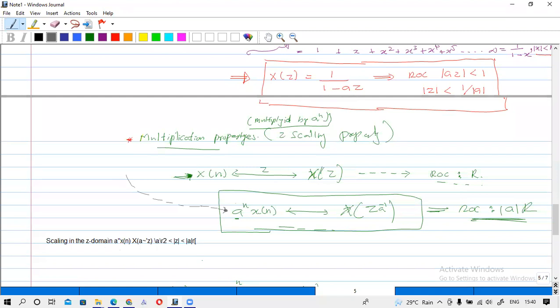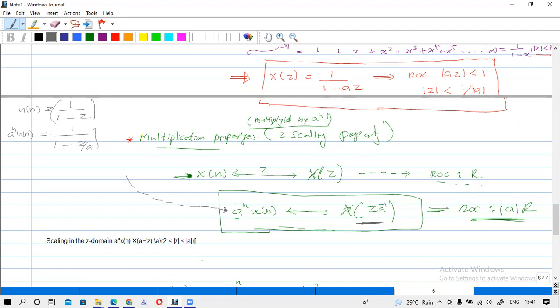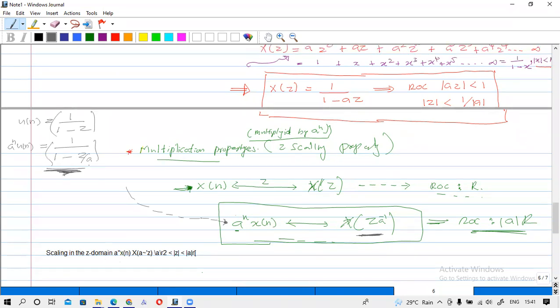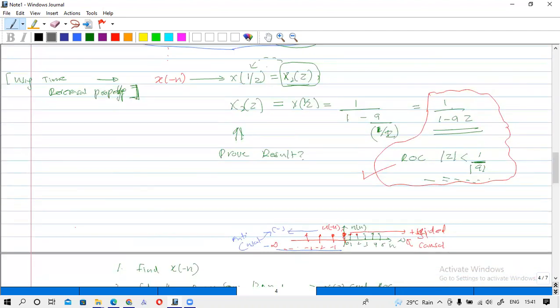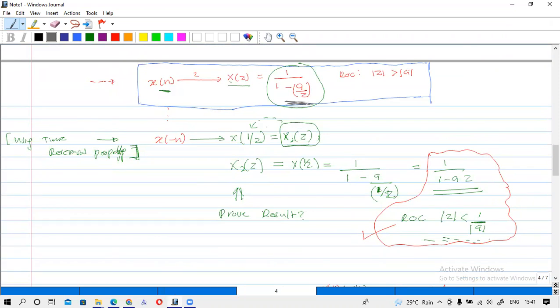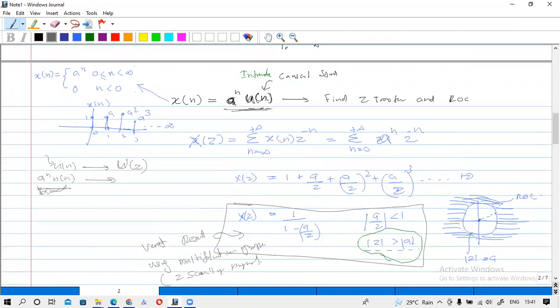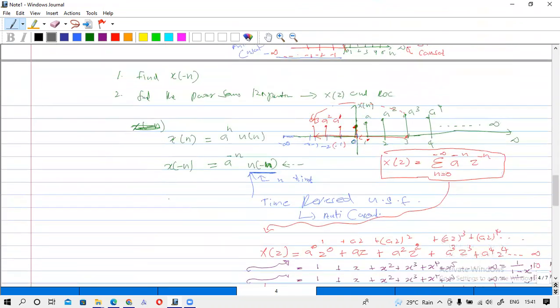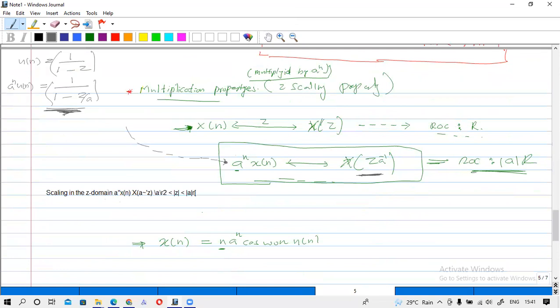So using this, instead of this x[n], you can put u[n] and see whether you get the correct value. For u[n], as I can remember, I get 1/(1 - z^-1). So if we get a^n u[n], what happens? Instead of this z, you have to put z/a. So it will be 1/(1 - (z/a)^-1). Is this the same result? Yes, this is the same result. Did you get it? I think it is okay.